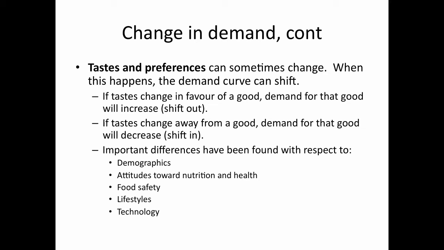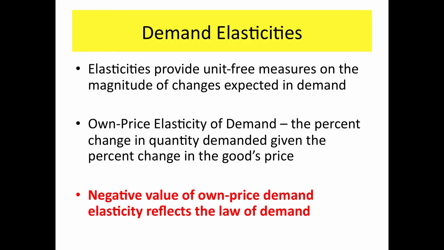Now, there are also some important differences that have been found with respect to not just tastes and preferences, but the changing pattern of demographics within the population, individuals' attitudes towards health and nutrition, concerns over food safety, the importance of different types of lifestyles, and in fact what's called the life cycle, as well as the technology that's available to produce foods in the home. I'm going to illustrate some of these points in lecture with a couple of examples to try to put some meat on those bones.